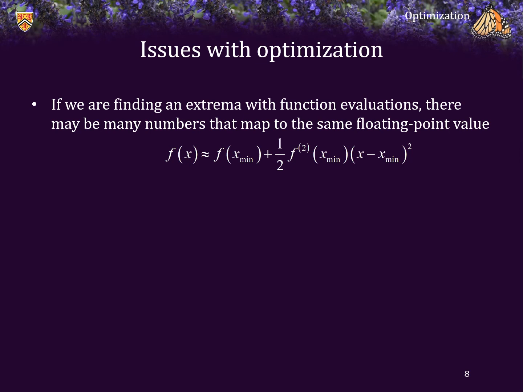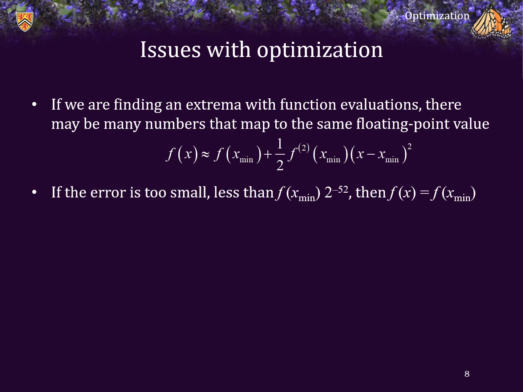All right, so let's assume that x sub min is indeed a minima. In that case, the derivative at that point, according to a Taylor series, must be 0, and all we're left with is the concavity times x minus x min all squared. Yes, there's an order cubed error term, but let's ignore that for now. Now, if the error term in this expression is too small, then f at x will evaluate to the same value as f at x sub min.